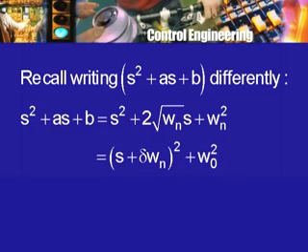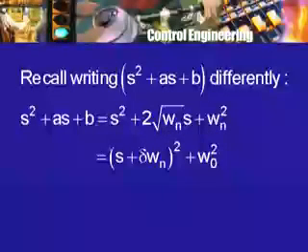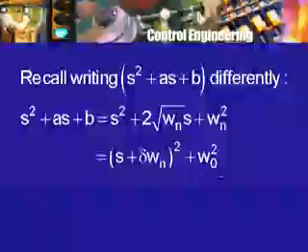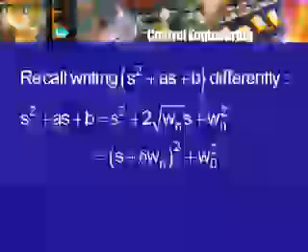So, the quadratic factor s squared plus as plus b is written as s squared plus 2 delta omega n s plus omega n square, and this is rewritten as (s plus delta omega n) whole square plus omega 0 whole square. The quadratic factor can be rewritten in this way, and then we see that minus delta omega n is the real part and omega 0 is the imaginary part of the complex pole or zero pair.